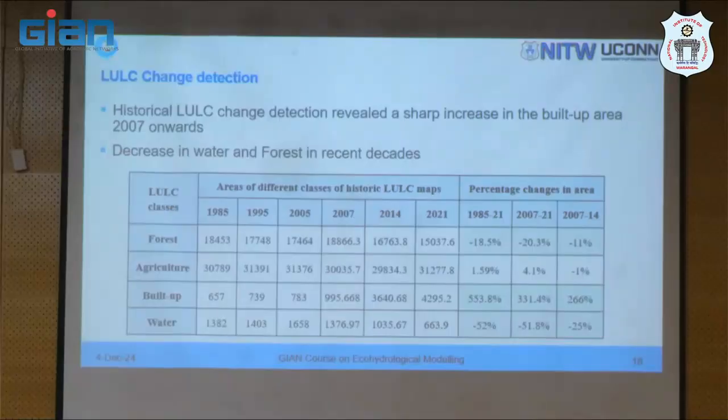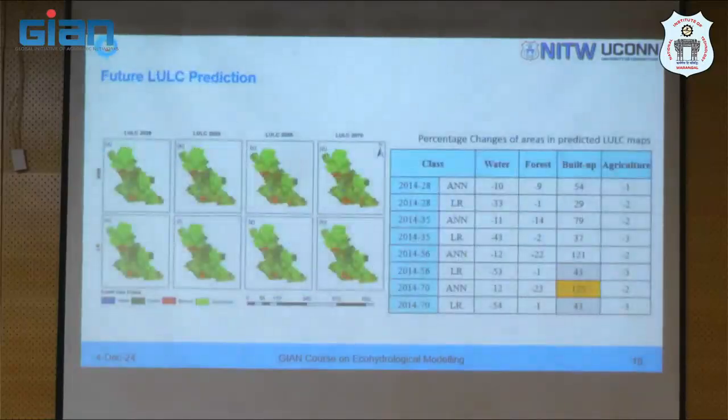So we analyzed how this is changing, using the machine learning algorithms of ANN and logistic regression. It has a plugin in QGIS, MOLUSCE. We projected the land use for the future for 2028, 35, 56 and up to 2070. In general, most of our predictions showed that the built up is increasing.